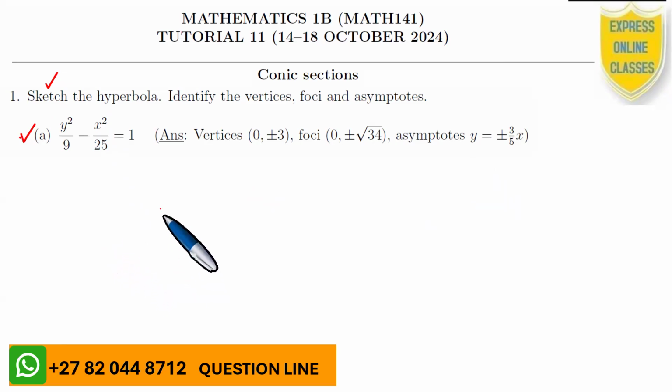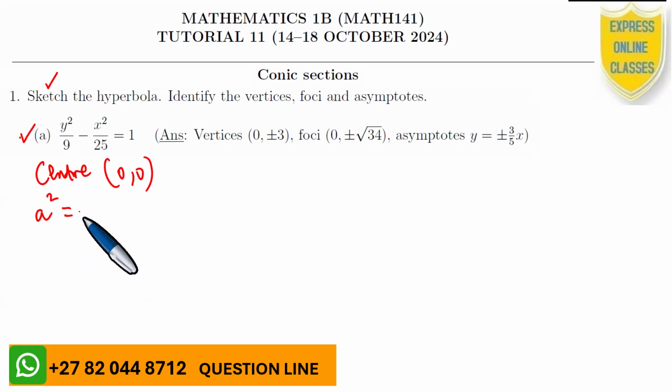So now let us quickly look at the following. But first, we note that to sketch this particular graph, we need to first find its center. This has a center at 0, 0. Now, with the center at 0, 0, we note that a squared is always the positive one, which is 9. Our b squared is 25, so we see that a is 3 and b is 5.